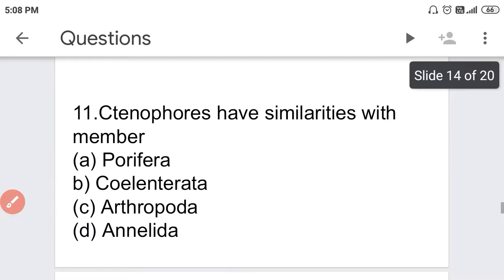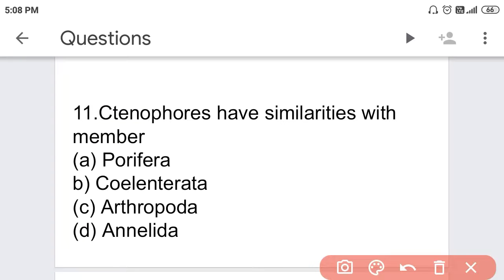Next question is, ctenophores have similarities with which member? Option A, Porifera. Option B, Coelenterate. Option C, Arthropoda. Option D, Annelida. So the correct answer is option B, Coelenterata. I have already given its explanation earlier.